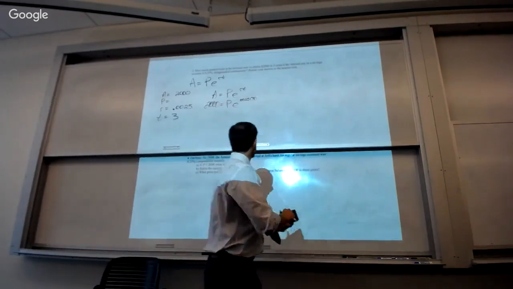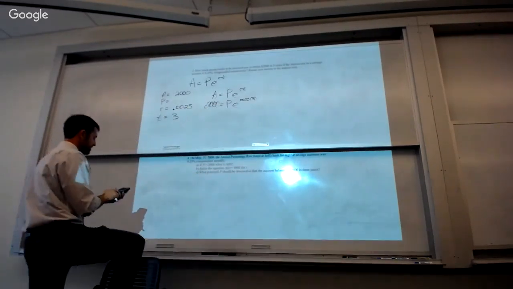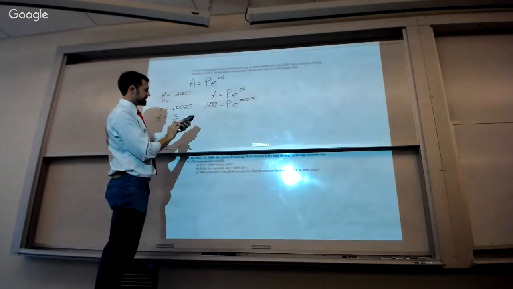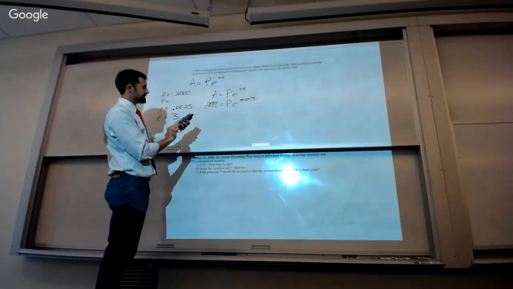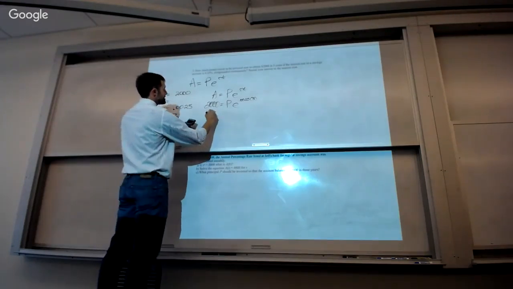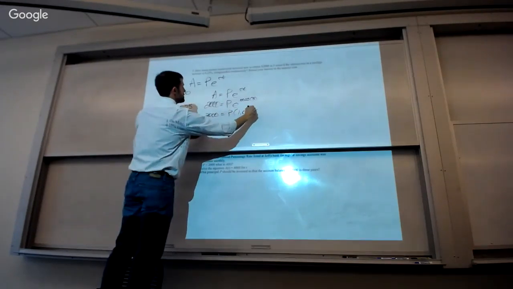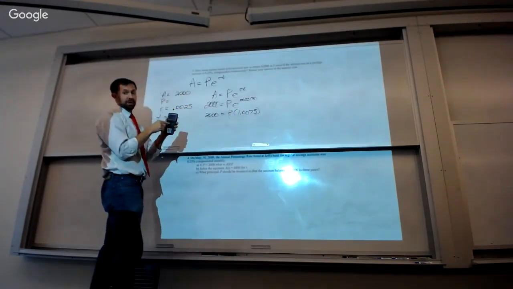So I'm just going to calculate E to the 0.0025 times 3. Be very careful with your parentheses. That has to be E to the power of parenthesis 0.0025 times 3, close parenthesis. So now I have 2,000 equals P times 1.0075. I'm just going to write down 4 digits, but I have them all on my calculator.